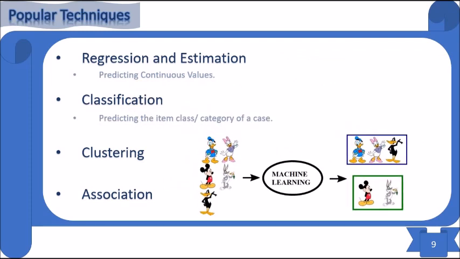Now we have classification. A classification technique is used for predicting the class or category of a case. For example, you can classify whether an email is spam or not. Here in this picture, you can see the classification of Donald Duck characters separately and classification of Mickey Mouse characters separately. Again, one more example of classification is heart disease detection, that is, whether a person has heart disease or does not have heart disease.